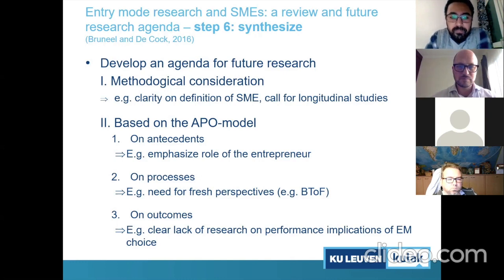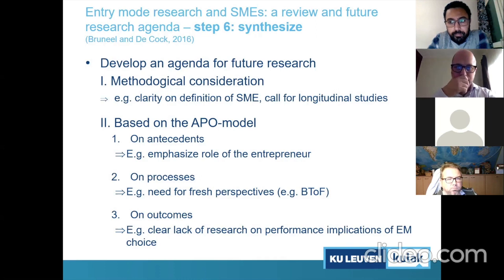Then we also proposed fresh perspectives on processes. For example, we introduced the idea to build on the behavioral theory of the firm, and more specifically the concept of performance feedback, and how performance feedback may function as a trigger to change the existing entry modes used by the company. And then finally, based on our literature review, we pointed out that there was a clear lack of research on performance implications of entry mode choice. What is important in your final step is that for each of the future research agenda elements, you always tie this very closely to the insights generated by the review itself.